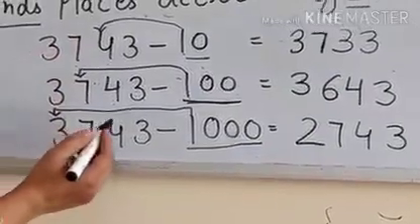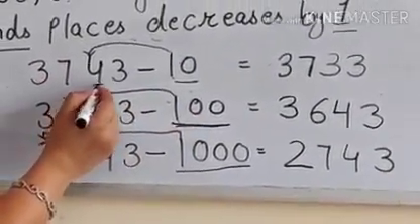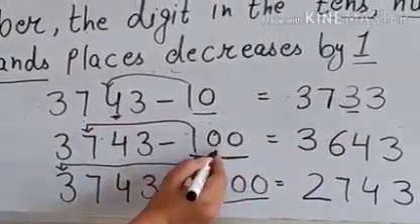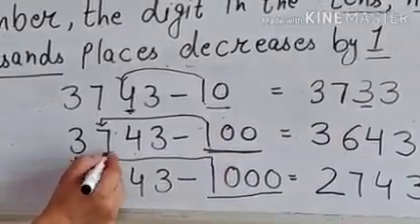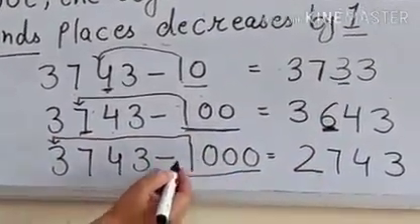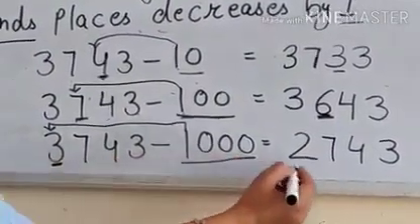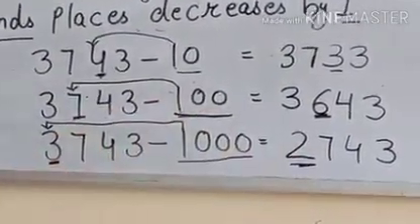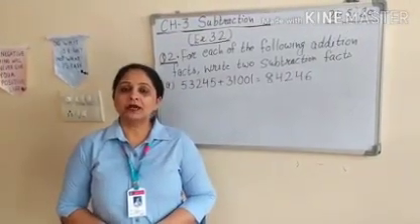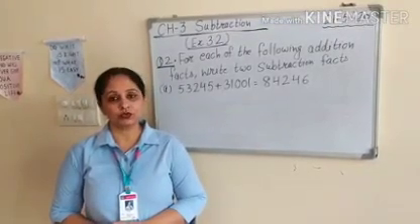Now we can see here, when we subtract 10, the change will come on the tens place. When we subtract 100, the change will come on the hundreds place. And when we subtract 1000, the change will come in the thousands place. As I explained the rules of subtraction, that will help you to solve question number 1 of exercise 3.2.